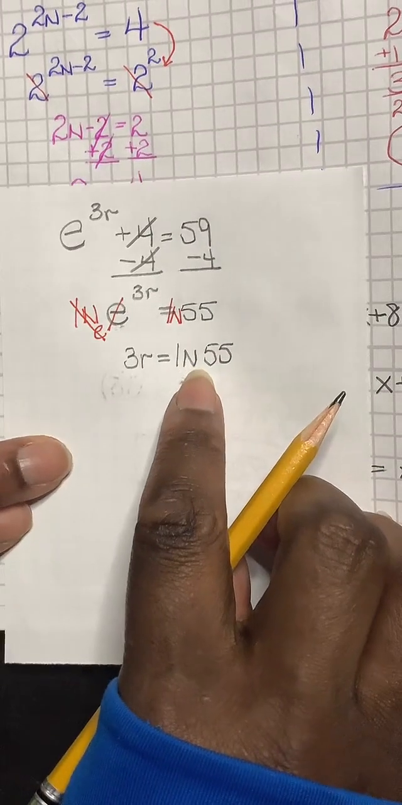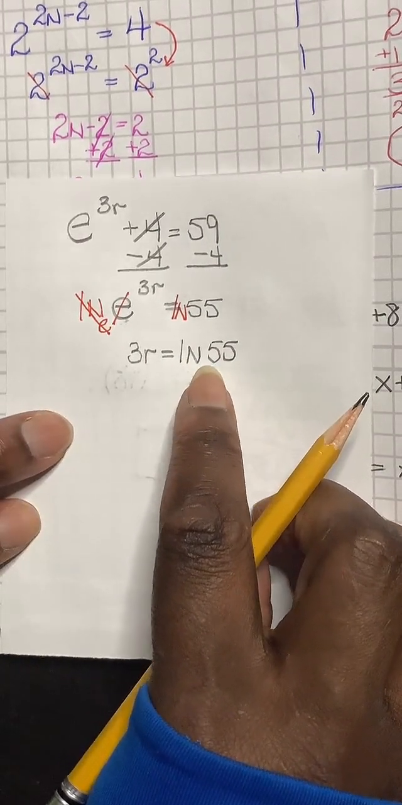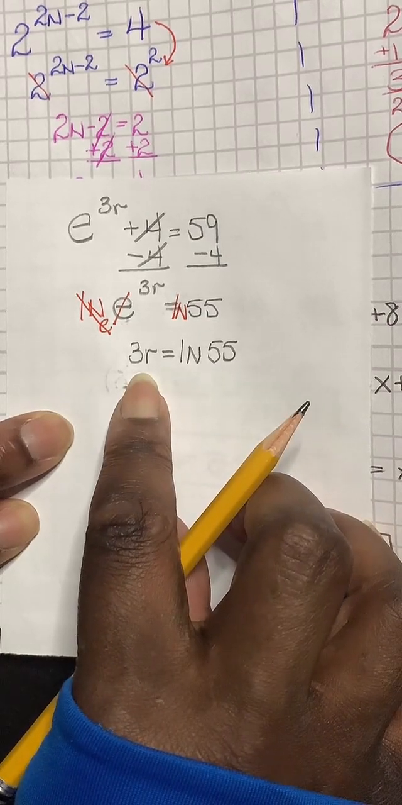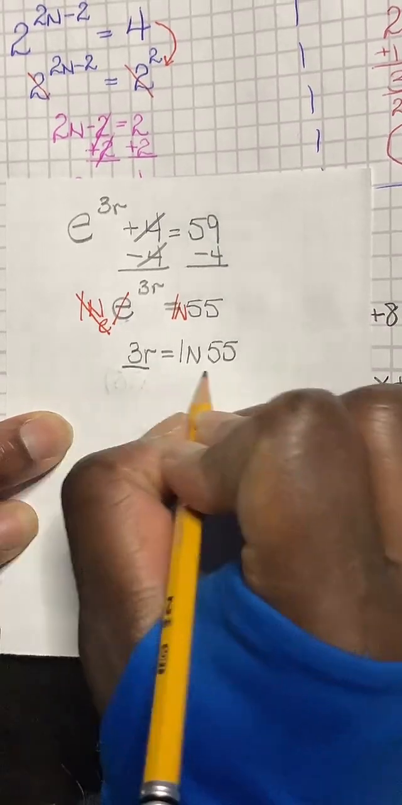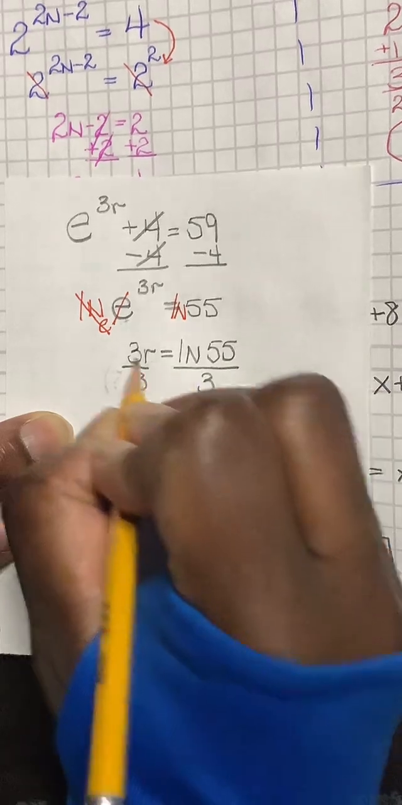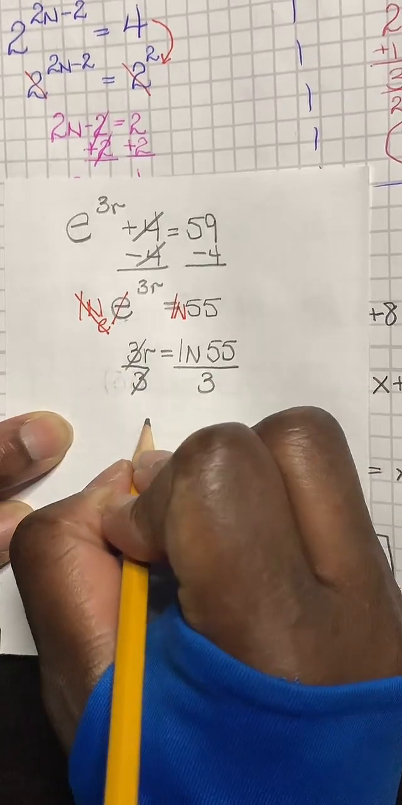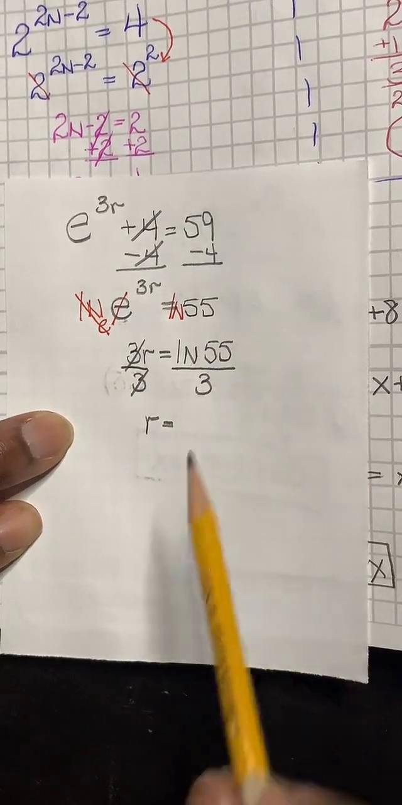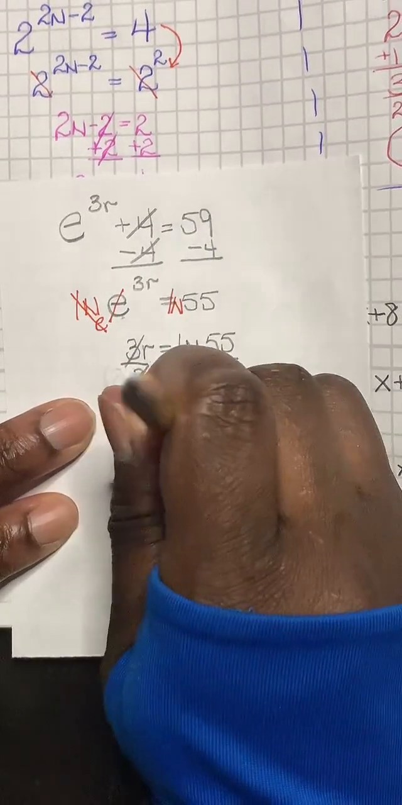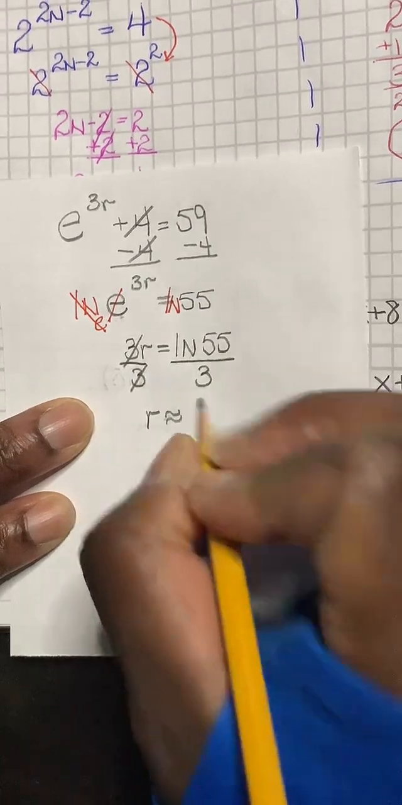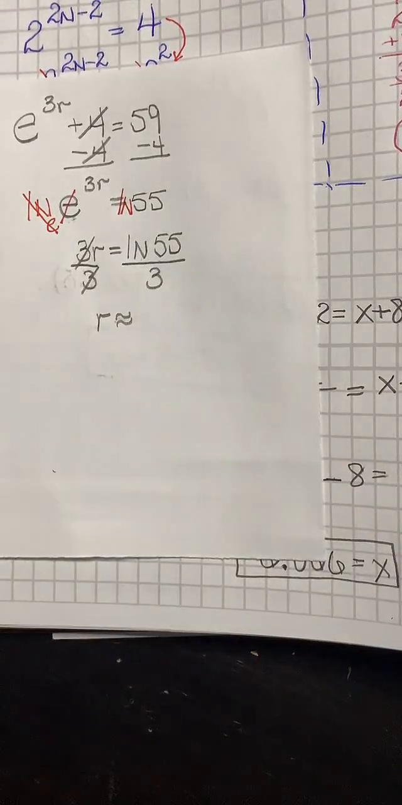So this is going to be a number that you can calculate in your calculator. But we want to get r by itself. So we need to divide both sides by 3. So now you have your r is equal to the natural log of 55 over 3. But let me put my approximation because I know I'm definitely going to be rounding. And let's get it to 4 decimal places.